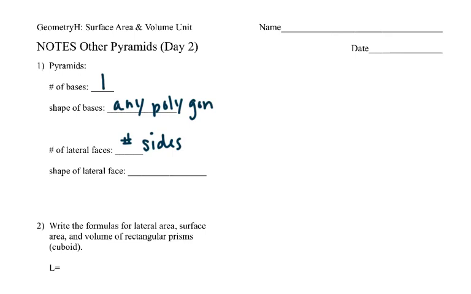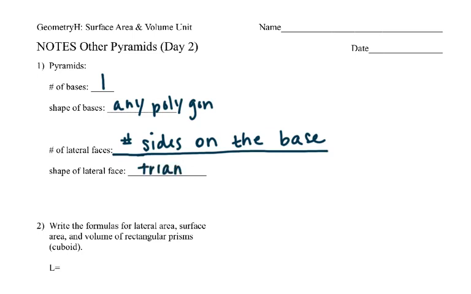So yesterday we were talking about rectangular pyramids, which had just 4 sides on the base. So it had 4 lateral faces. But today we are going to have any number. And then the shape of the lateral face, it's still going to be a triangle. That's part of the definition of a pyramid.